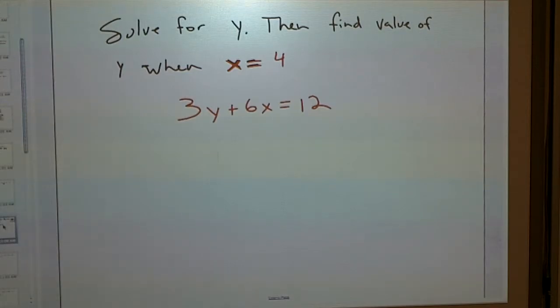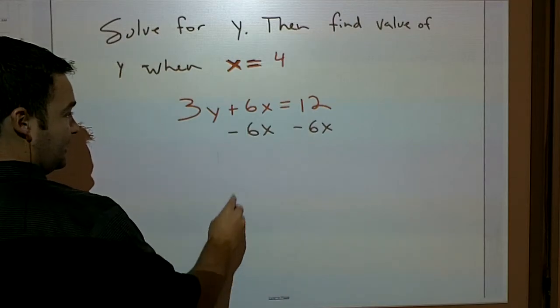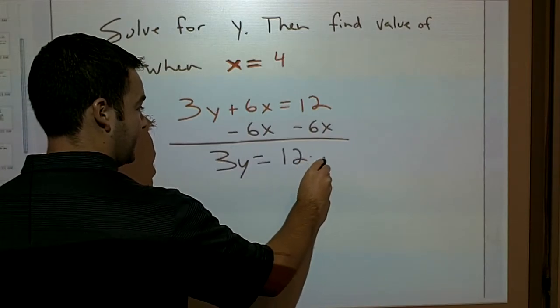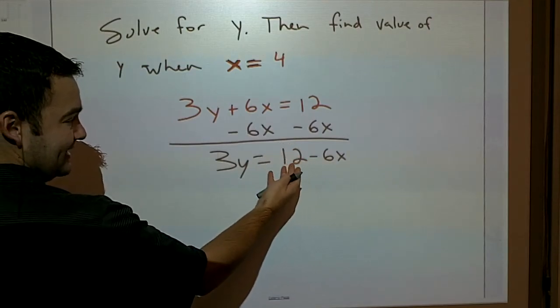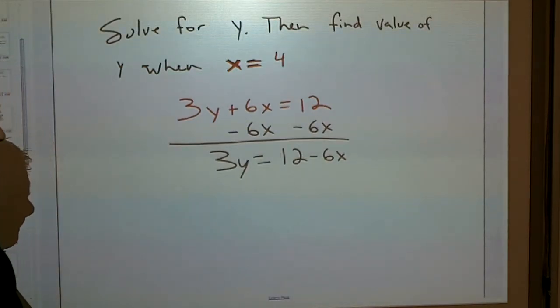Let's have one more example and then we'll call it a day. Solve for y, then find the value of y when x is equal to 4. Again, our first step is to add or subtract to get all of our x's on the other side of the equal sign. In this case, we're going to subtract 6x from both sides and rewrite: 3y is equal to 12 minus 6x. Notice, if we were to add the opposite, this could be written as negative 6x plus 12 too. It's up to your preference.